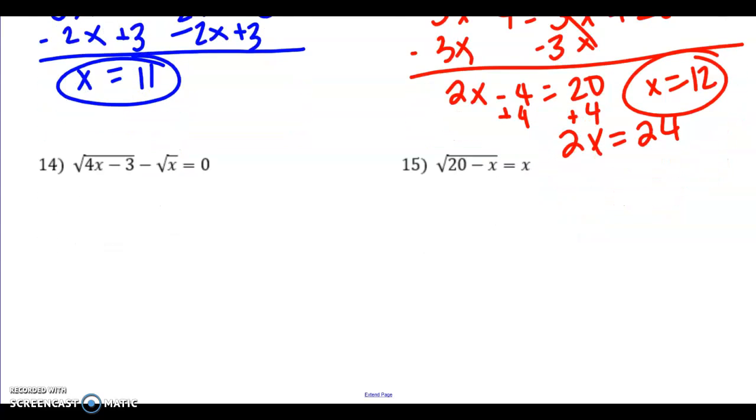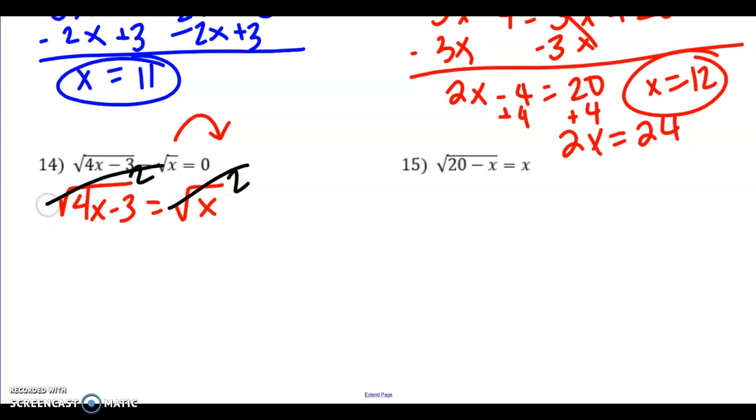Easy enough. Okay, so on number 14, what we want to do is we want to get 2 square roots on opposite sides. So I'm going to actually move this over to the other side of the equal sign. So I'm going to end up with the square root of 4x minus 3 is now equal to the square root of x. When I move it over, I add it to both sides, so I don't have to worry about my sign. When I square both sides, those radicals cancel.